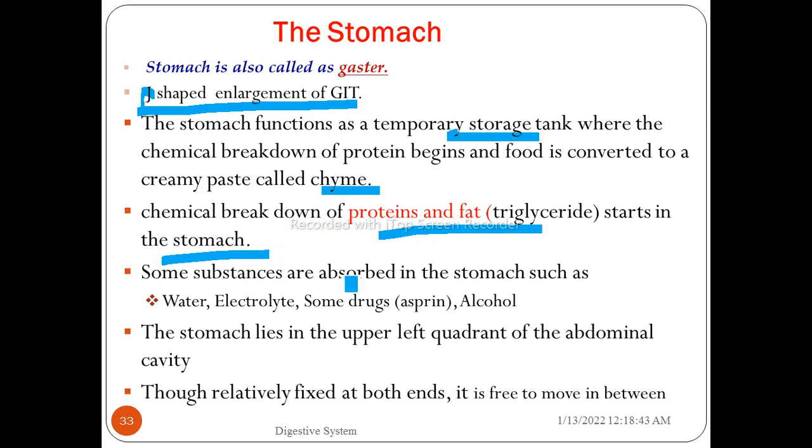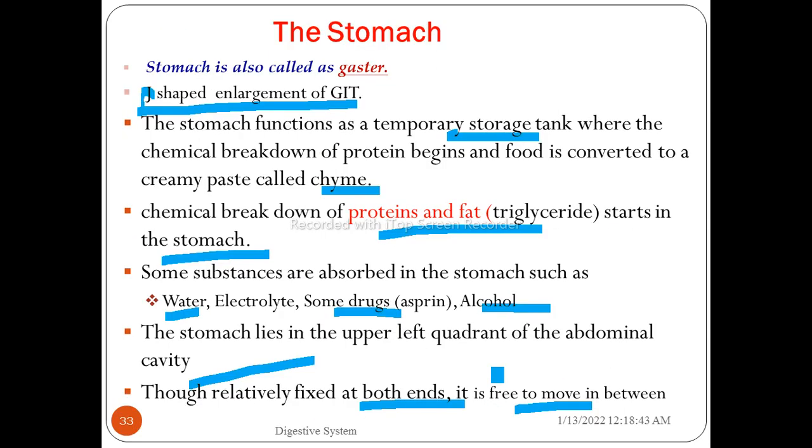Some substances are absorbed in the stomach, such as water and electrolytes. Some drugs like aspirin and alcohol are absorbed in the stomach. That's why most of the time, aspirin, ibuprofen and the like, when taken for stomach gastritis, can lead to perforation, because of the absorption in that area. The stomach lies in the upper left quadrant of the abdominal cavity. Though relatively fixed at both ends, it is free to move in between.